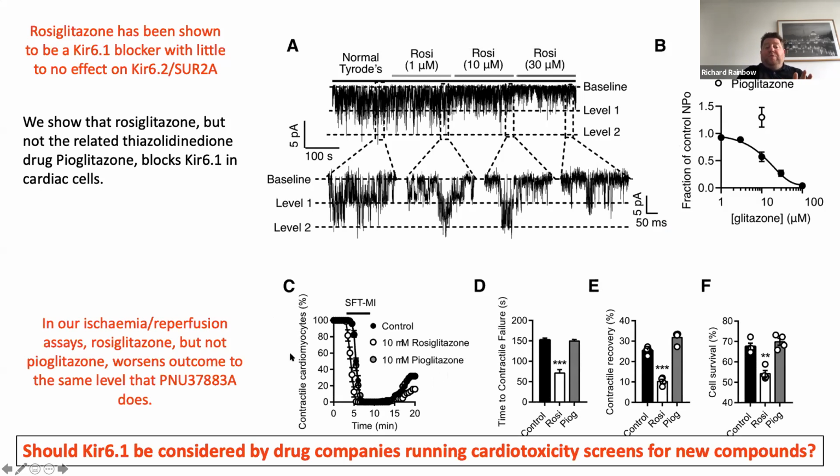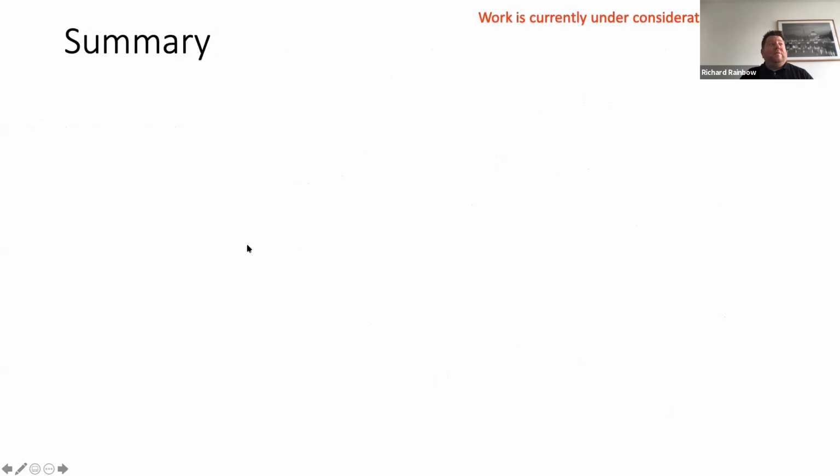So something that we wondered, should Kir6.1 be considered by drug companies who are looking at cardiotoxicity screens for new compounds, because it's not known to be in the myocardium as yet. So hopefully we're going to give some information as to whether this channel should be considered as well. So we're trying to send this paper to Circulation Research, so it's under review at the moment.